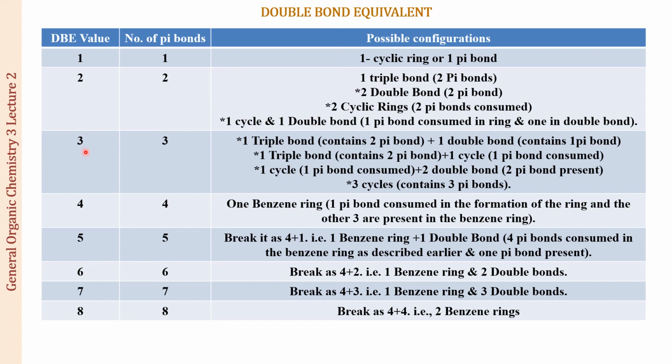If it is going to be a dB value of 3, that means that there are going to be 3 pi bonds. So this can be one triple bond, which will be consuming 2 pi bonds, and one double bond, that is 1 pi bond. So this becomes 3 pi bonds, right? We can draw one triple bond and one cycle, we can draw one cycle, we can draw two double bonds, we can draw three cyclic rings. So these are again the various possibilities that you can have.